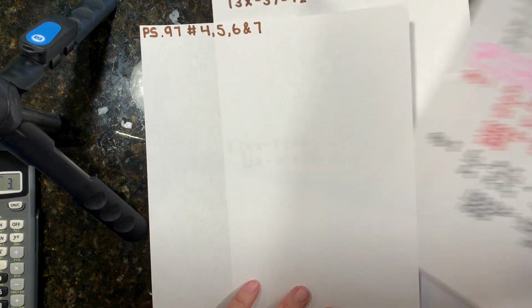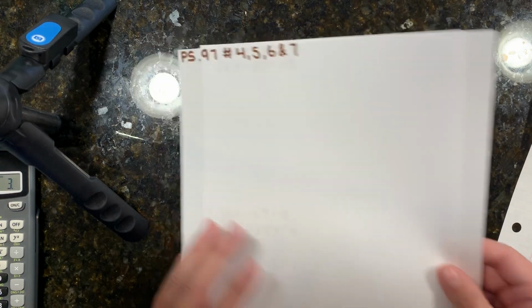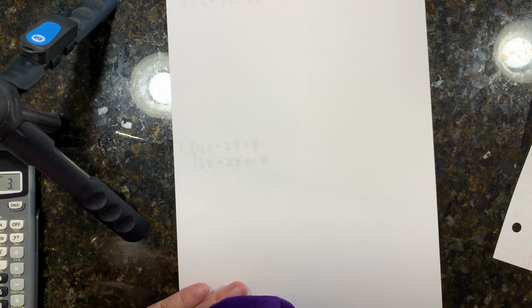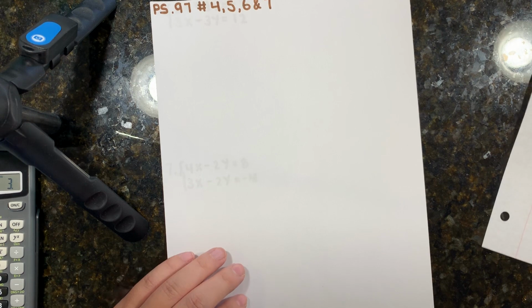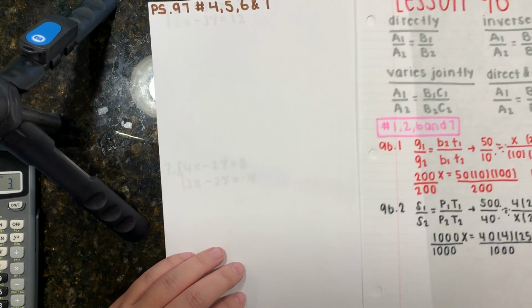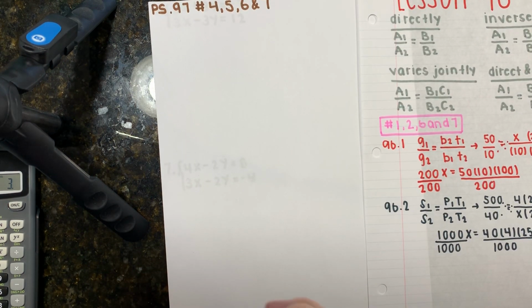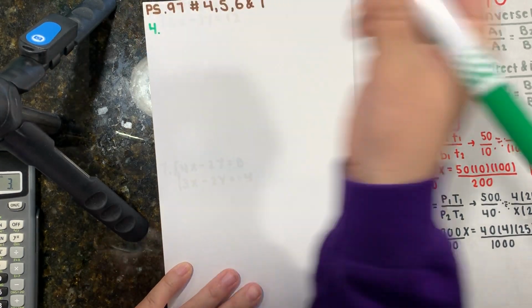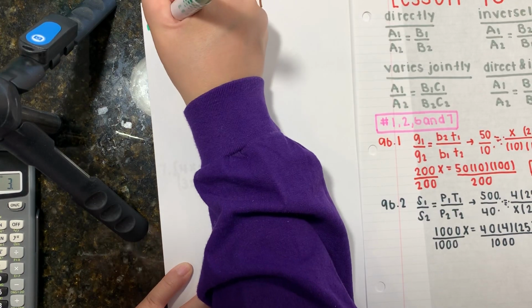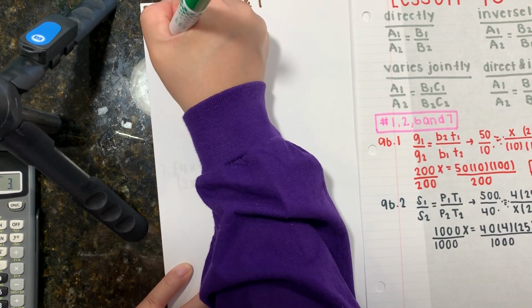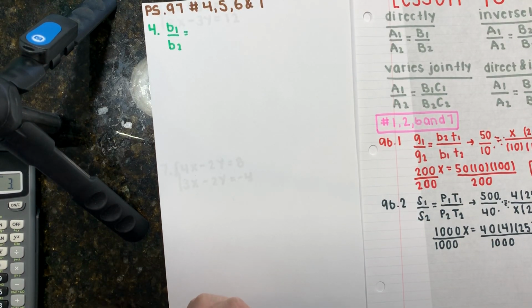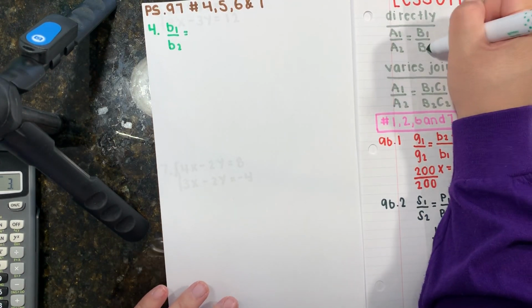So for number 4, I'm going to go back to my notes that I have from lesson 96. It says blues vary directly as greens and inversely as whites squared. Okay, so blues varied directly as greens. So I'm going to use this for number 4. I know my blues is what's varying directly, so it's going to be B1 over B2 to represent my blues. And then it says varied directly as green. So directly would be like this.